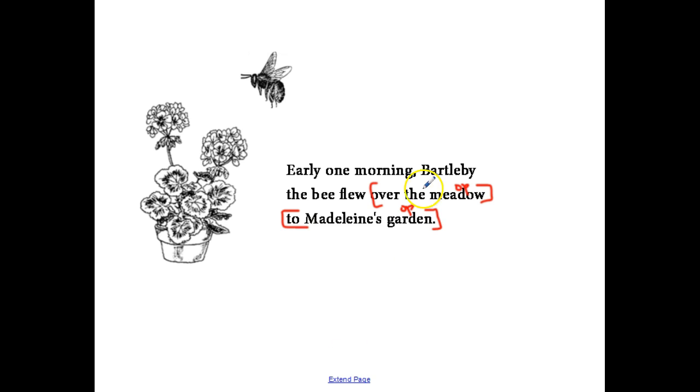So step 2 is to find the verb, and we have an action verb right here, flew. We don't seem to have any linking or helping verbs. And then step 3, find the subject.